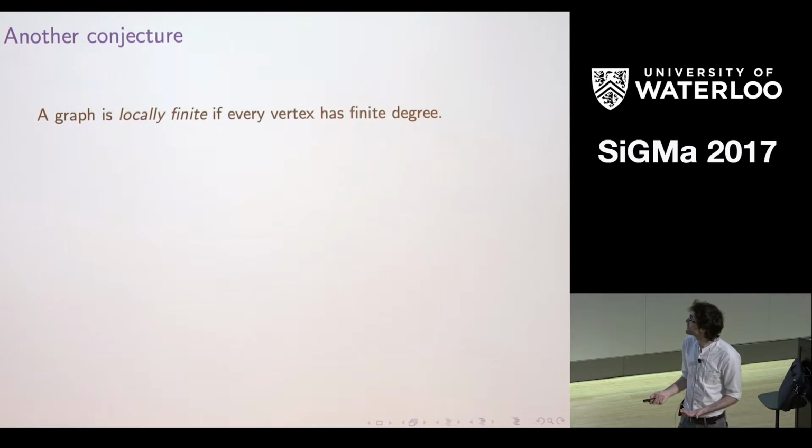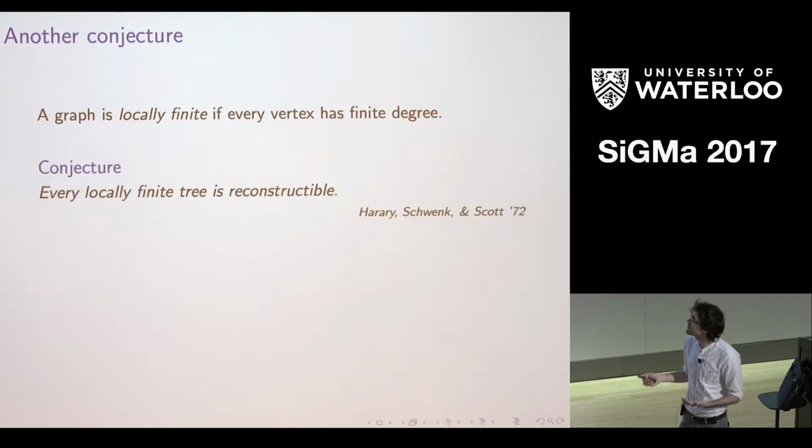And so it was conjectured that in fact the reconstruction conjecture should be true for locally finite trees, and in particular locally finite graphs, and in particular the most simple locally finite graphs, which are locally finite trees. And this is a conjecture of Harary, Schwenk, and Scott. So I should mention that the reconstruction conjecture was known to be true for trees already when this was conjectured, and that was proved by Kelly.